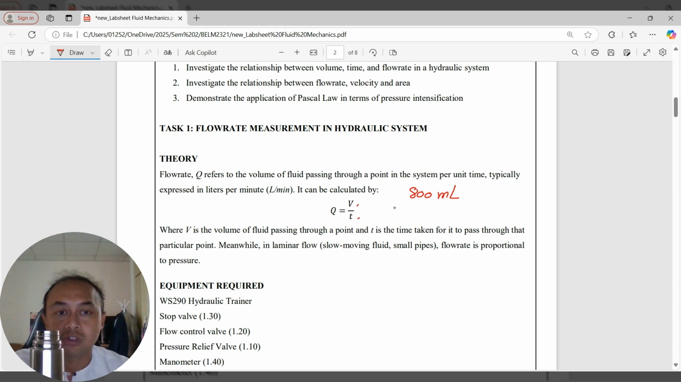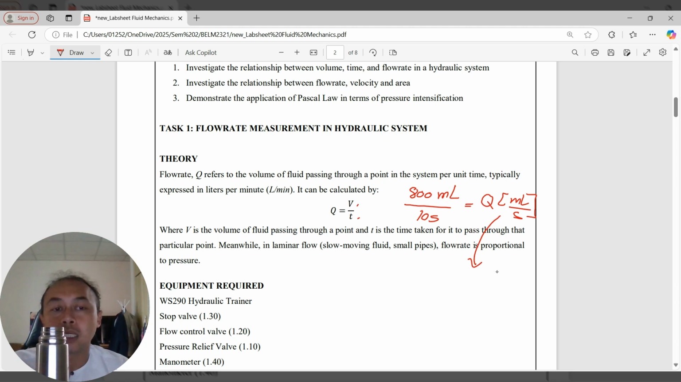So we know the full capacity volume is 800, and then we divide by 10 seconds. If you solve this mathematical equation, you will get the flow rate, and the unit will be in milliliter per second. But normally we assign the unit in either liter per second or liter per minute.